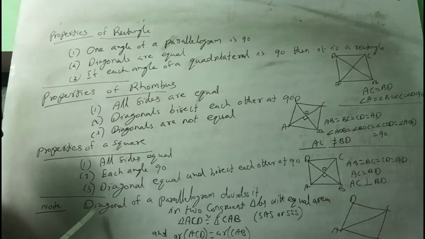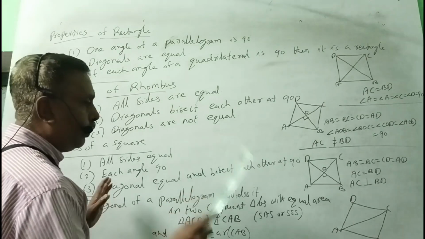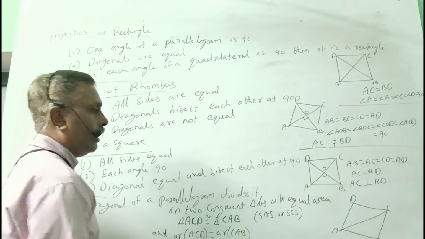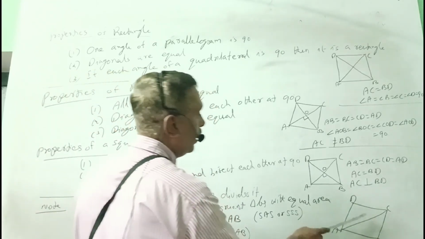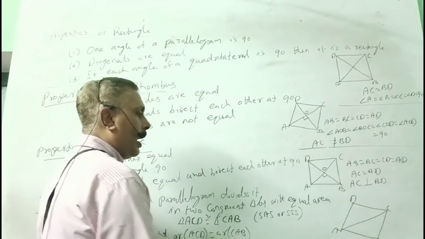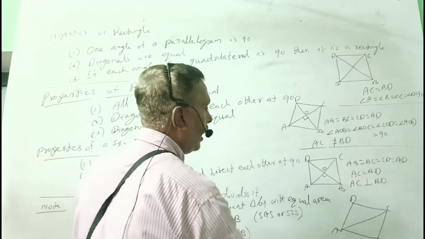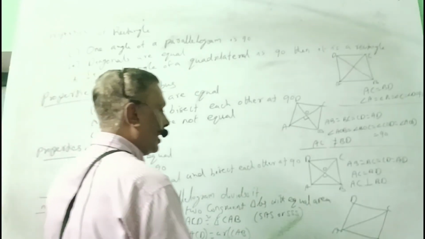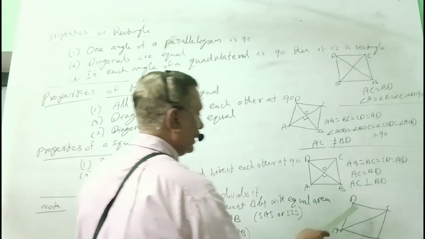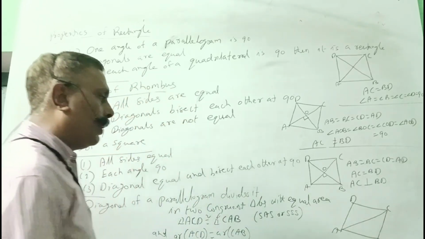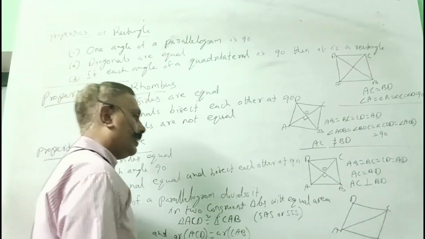Then, one of the important things, the diagonal of a parallelogram. If we make a parallelogram and draw one of the diagonals, two triangles are formed. Both of these triangles are congruent, and the areas of both triangles are also equal. You see triangle ACD and triangle CAB are congruent, and you can use SAS or SSS.